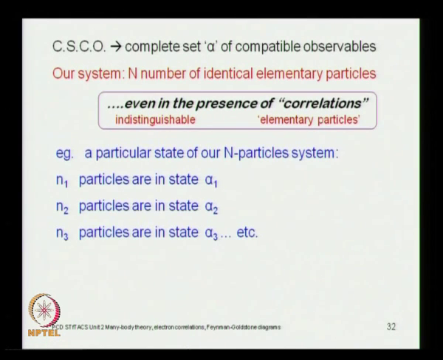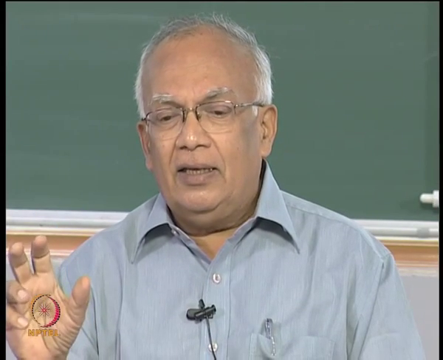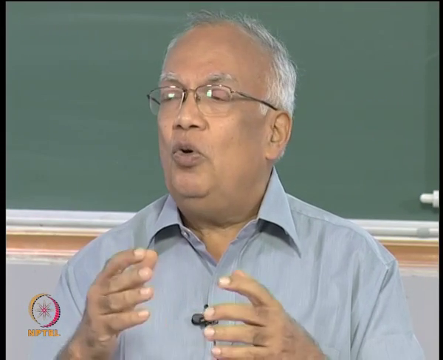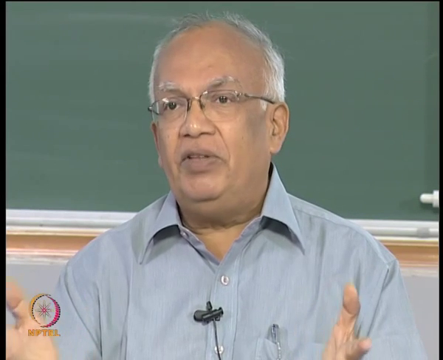So if you have an n particle system, then even in the presence of correlations we can talk about a certain number like n1 number of particles in state alpha 1. Now what is alpha 1? Alpha 1 is a set of quantum numbers which describe a particular single particle quantum state. Okay. So there is a single particle quantum state. It is not just one quantum number, it can be a set of quantum numbers, and these quantum numbers come from eigenvalues of those operators which commute with each other corresponding to whatever measurements are compatible with each other.